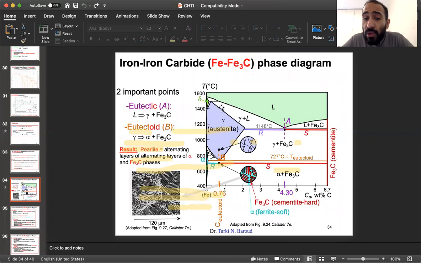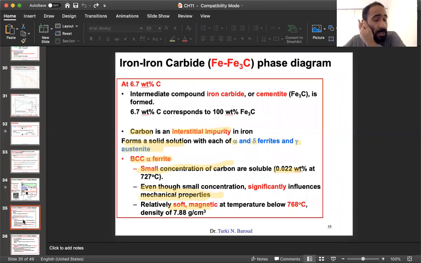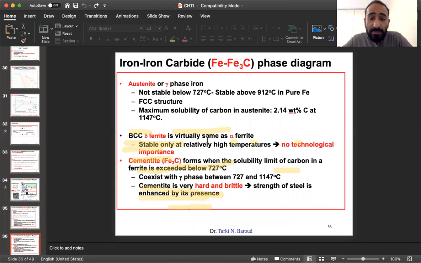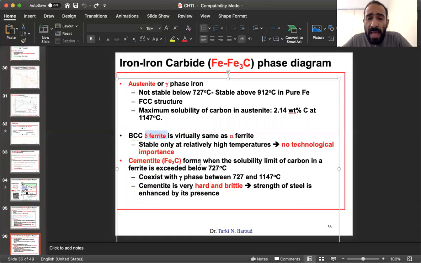If you look at the gamma austenite, we can add more carbon, up to 2.14%. So gamma austenite can accommodate more carbon. This is why gamma austenite has a higher maximum solubility of carbon. Alpha ferrite has no technological importance, as I mentioned earlier.